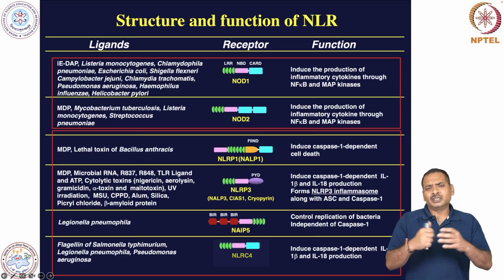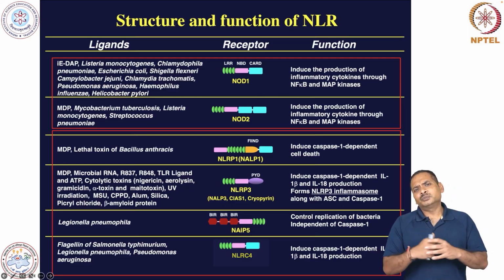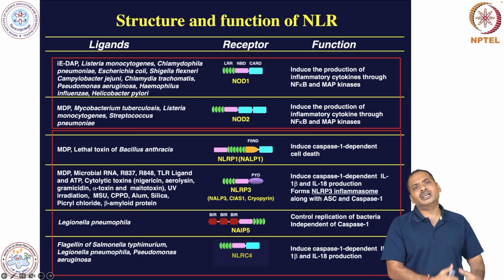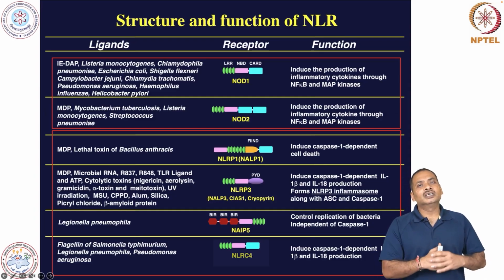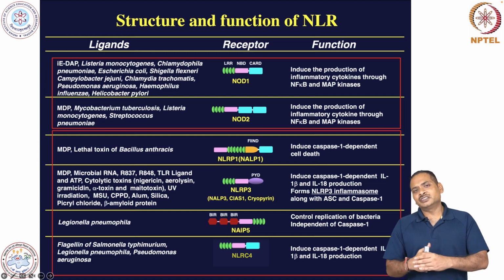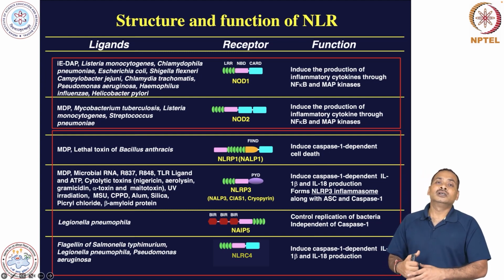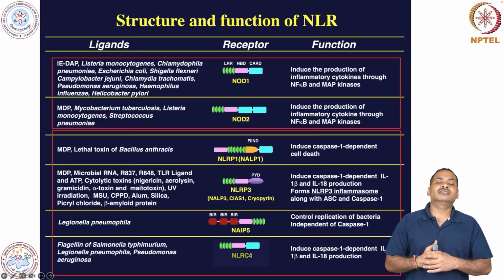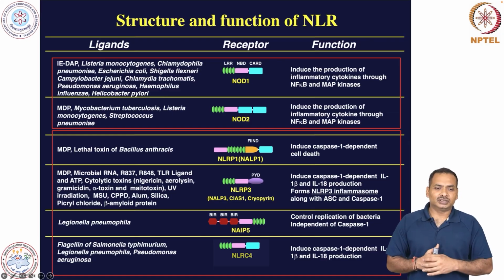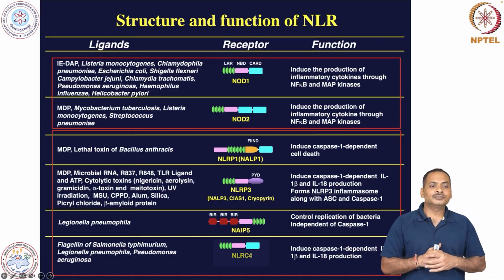So they make a multi-protein complex, and the aim of this complex is to activate the caspase which is present in inactive form as procaspase. Once procaspase is activated, caspase is generated, and this caspase makes the active IL-1 beta. There are various kinds of inflammasomes. I will show you in subsequent slides.